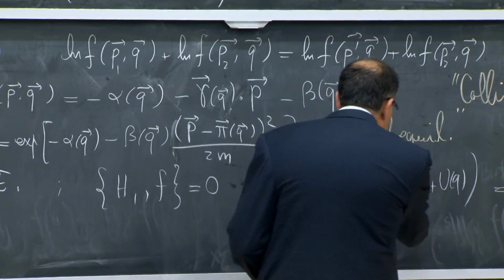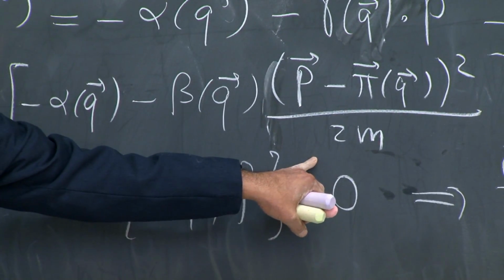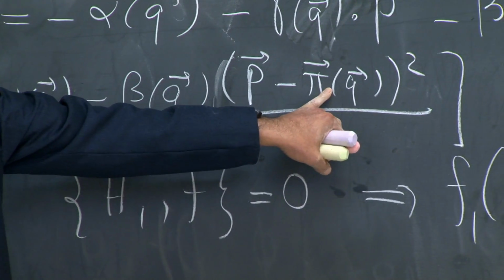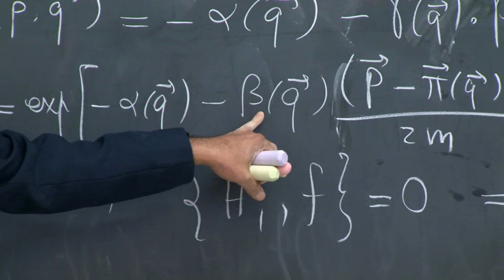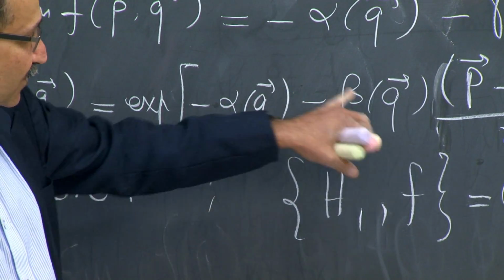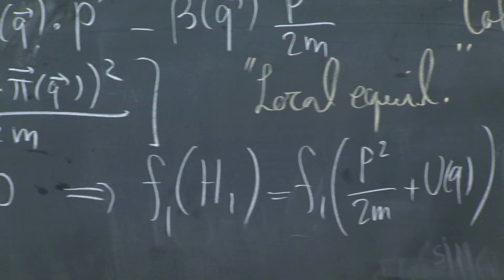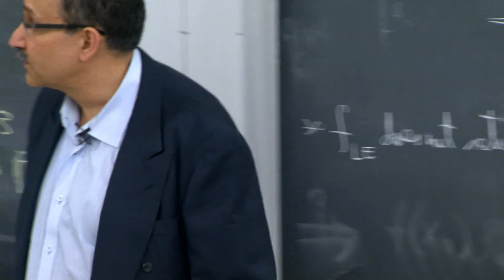So I identify a piece that looks like this, p squared over 2m. I have to make pi to be 0 in order to achieve this. I have to make beta to be independent of q. I have to make alpha of q merge with beta to give me the potential. Okay? So essentially what happens is this.